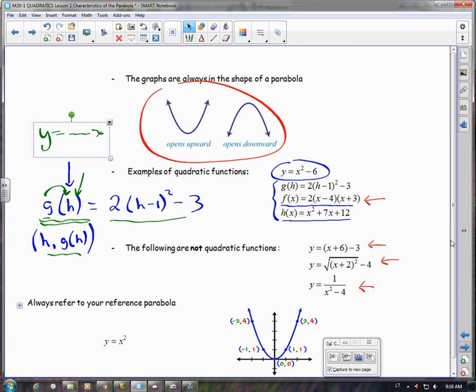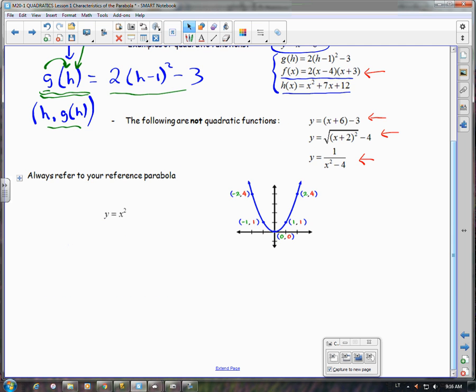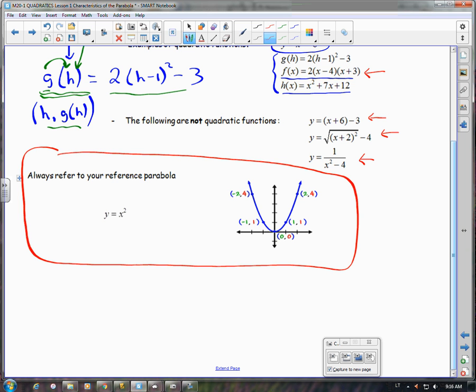Now, one of the things for really any kind of function, anytime you're learning a new function, you always want to have a really solid idea of what the basic, or in this particular case, the reference function is. What does the basic function look like? So when we're talking about quadratics, that basic shape, we're looking at the equation y equals x squared. Because if the x squared is the key characteristic that makes it a parabola, what does it look like? So here's our reference parabola.